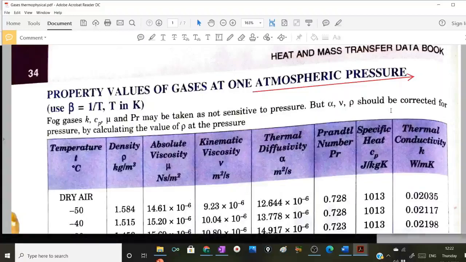But the moment the situation is like this, the fluid is flowing over a flat plate at 5 atmospheric pressure or 6 atmospheric pressure, under such conditions I have to modify these thermophysical properties. Now how? That we will be discussing in subsequent lectures.